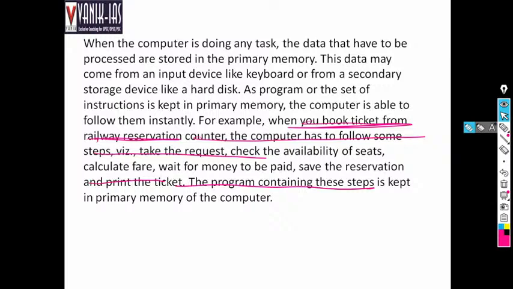For example, if you book a ticket from the railway counter, the computer has to follow some steps like take the request, check availability of seats. They are stored in primary memory, right? Then print the ticket, that is also stored in primary memory. So the program containing these steps is kept in primary memory of the computer, right?